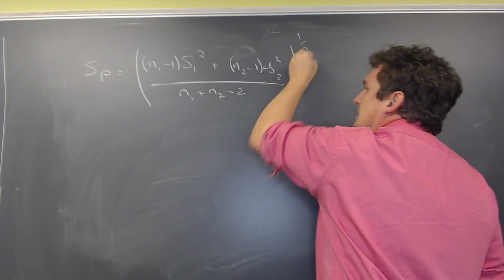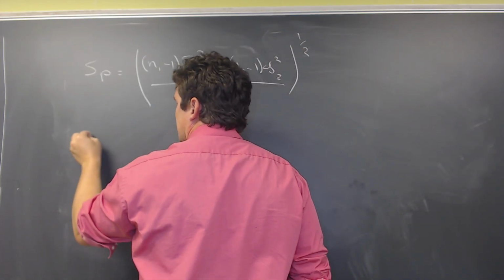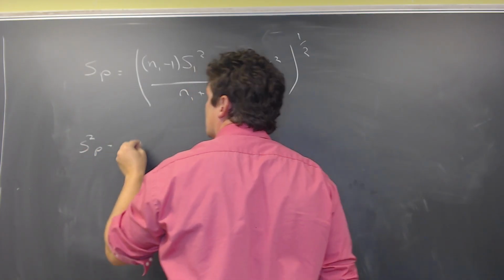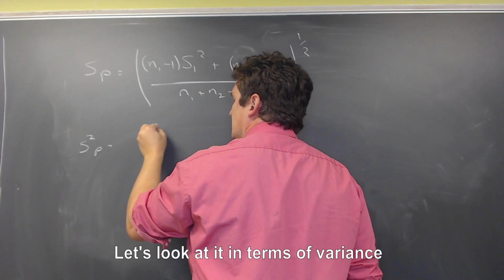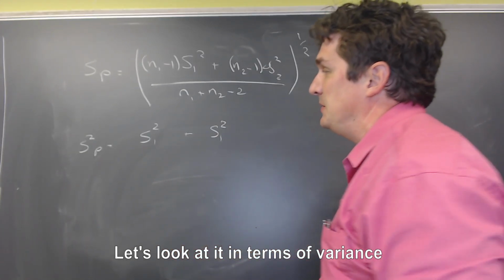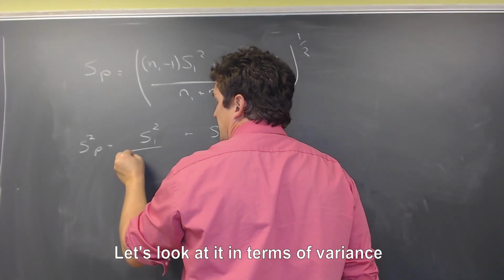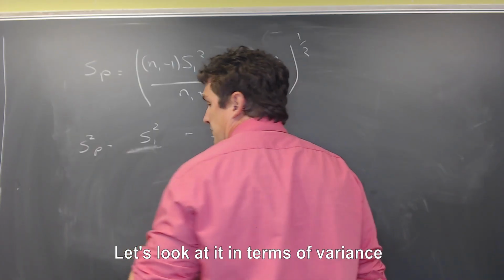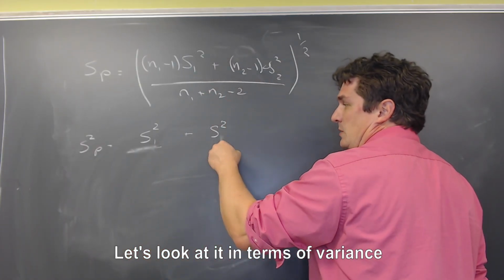Well, the better way to think about it is the variance. The pooled variance is going to be the variance of 1 plus the variance of 2. But the thing is, we're trying to calculate a new average variance. So we've got the S1 squared of whatever data set 1 was, and data set 2 is.